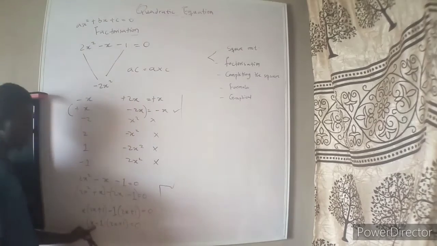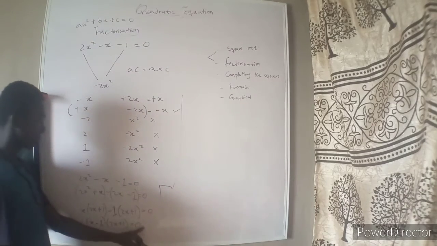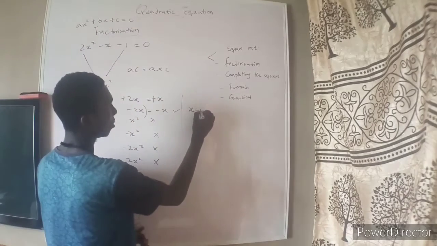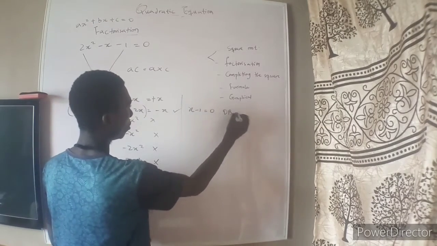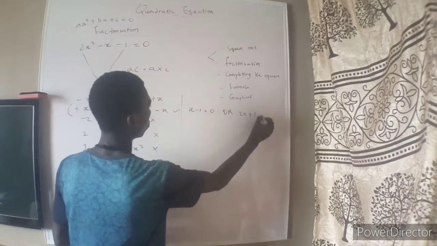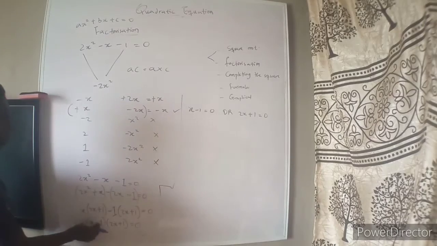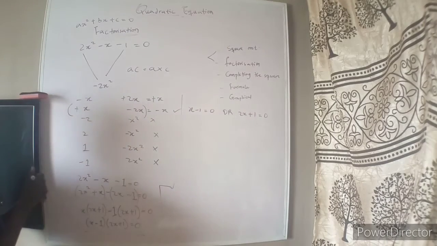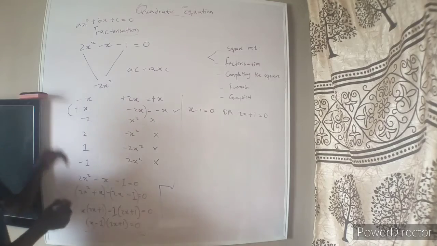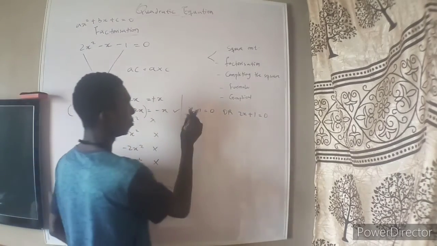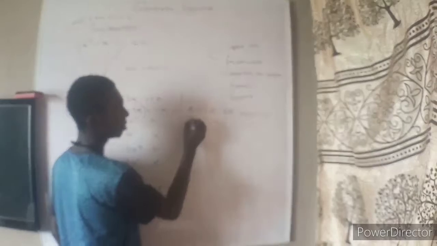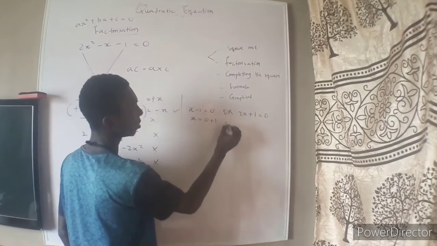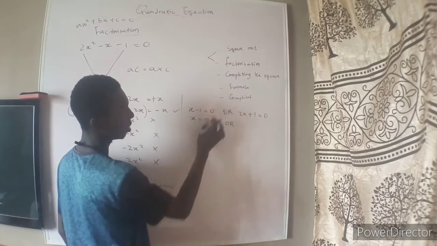So I will make this equal to 0, then this also equal to 0, by saying x minus 1 equals 0, or 2x plus 1 equals 0. So I pick this equals 0 and this equals 0. So I'll be having 2 possible answers, and that's the reason why a quadratic equation will always give us 2 possible answers. So my x minus 1 here becomes x equals 0 plus 1. That's my 1 comes here and becomes plus.